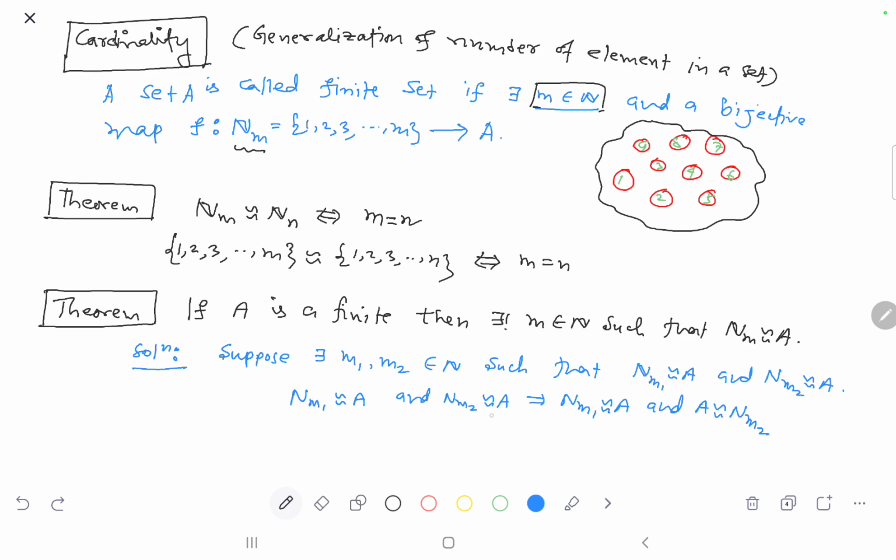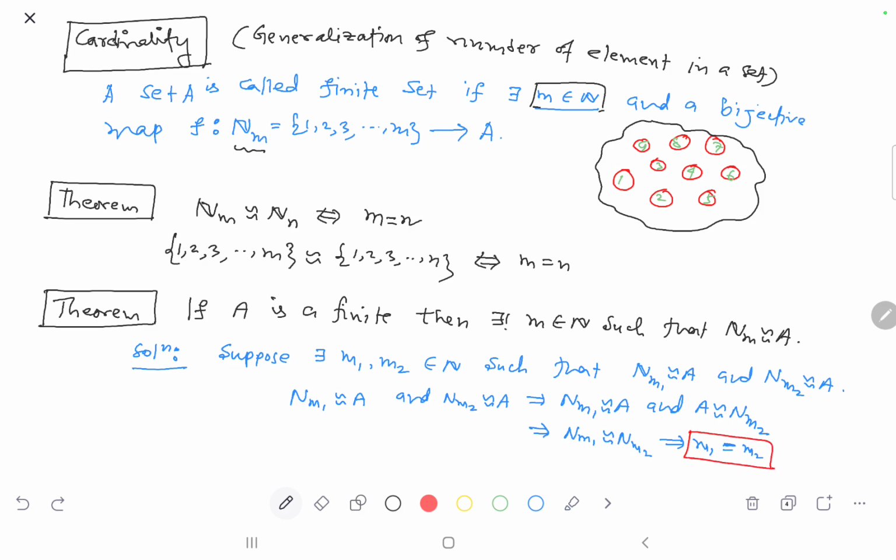Yes, because we can switch with respect to the equipotent. Now this is by the transitive property. So this implies N_m1 is equipotent with A, which is equivalent to N_m2. So then this implies what? m1 equals m2. Is this fine? Okay.